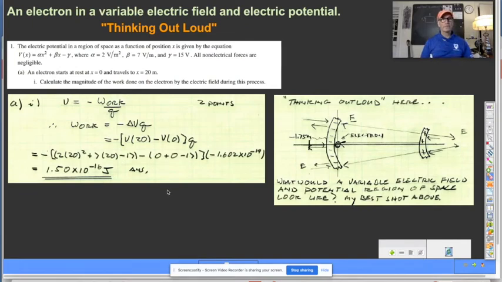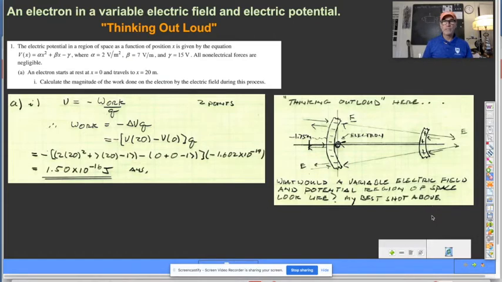Hello. Here we have an electron in a variable electric field, and they give you the electric potential in the region of space as a function of x, and that's about it. That's the description of this problem. On the other hand, I need a diagram to help me think about what's going on, especially when they ask a number of questions that relate to this field. But I do need a visual hook.